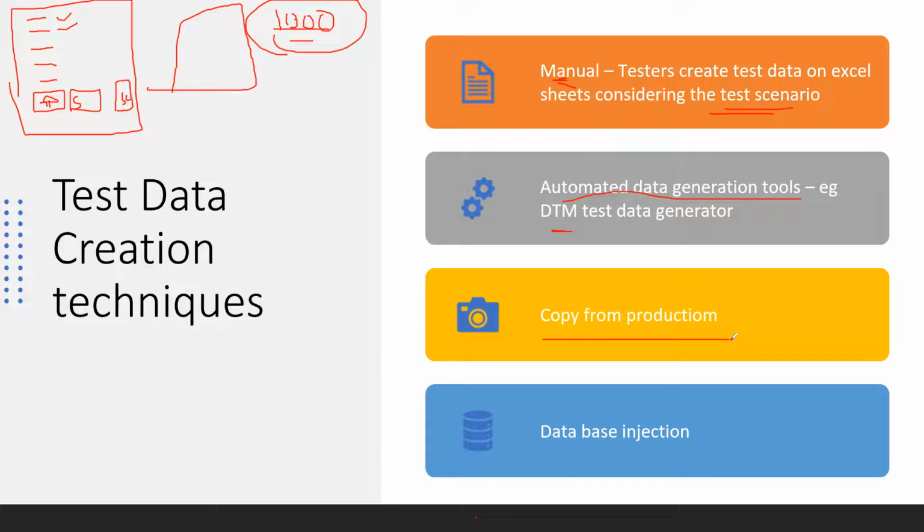So in UAT, we need a copy from production, right? That way we can also get it for the QA environment, and we can perform our testing. Okay, so that is called copy from production.